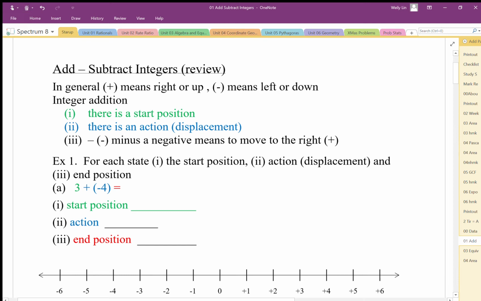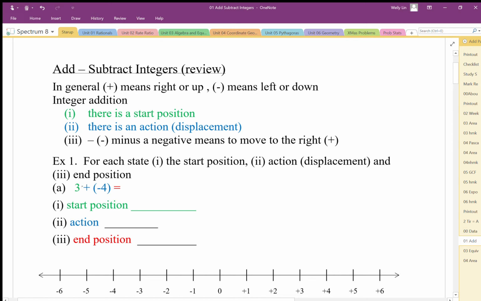Again, it's important that you understand that this is maybe a new model, something a little bit different than what you've done before. The key here is understanding the difference between a position on a number line versus an action, or how we move on that number line.